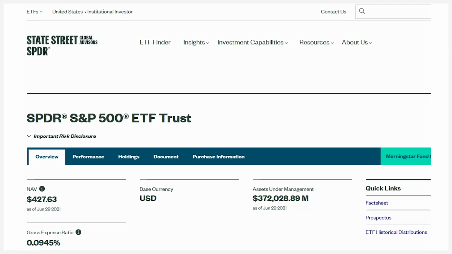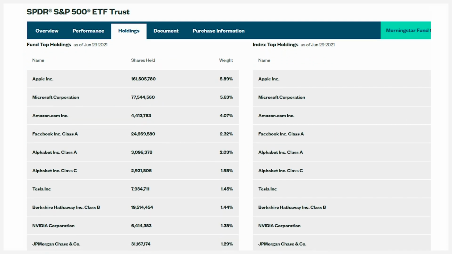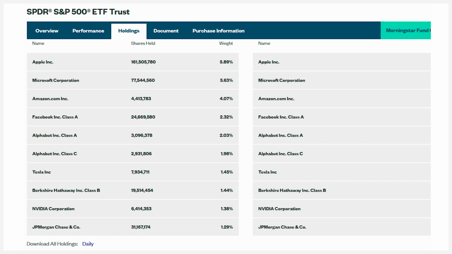So I am on the State Street SPDR website for the S&P 500 ETF, and I'm going to look at the holdings here. Because when it comes to breadth indicators, keep in mind that an advance is +1 and a decline is -1. A new high is +1, a new low is -1, regardless of market cap. But that's not the way the S&P 500 SPY works.